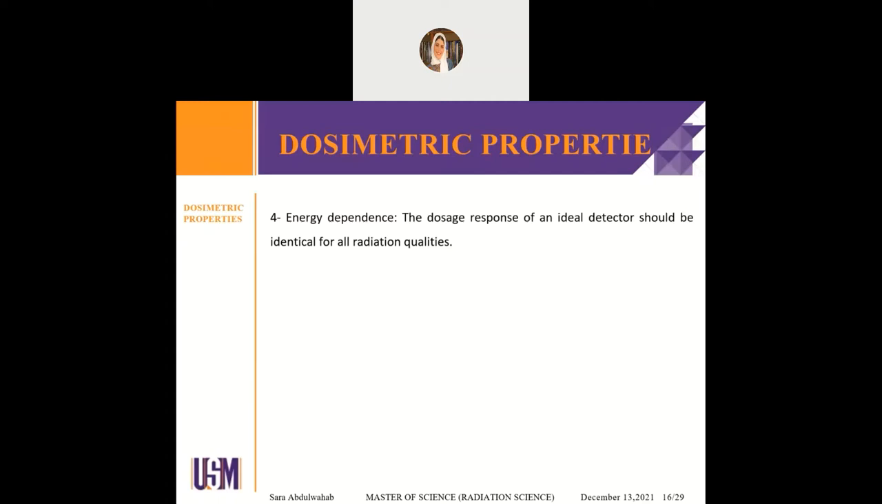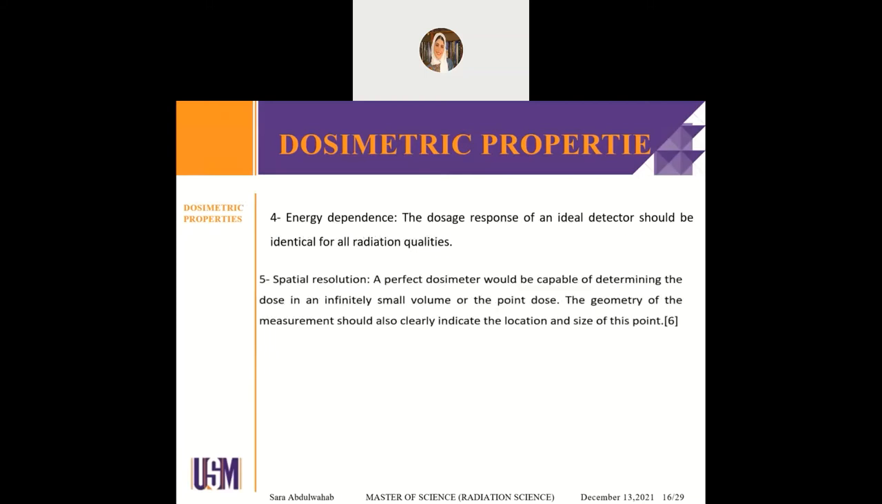We can say this detector is ideal for this case, because it depends on what type of radiation I'm detecting, how much the energy is, what the conditions are, so many factors. So that's why we cannot say that there is an ideal detector. The dosage response, or the reading or the result, should be identical, should be the same, no matter what the energy of the incoming or initial dose was. This is what we mean by energy dependence.